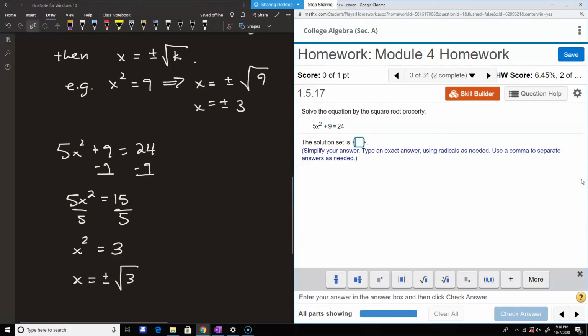It says use a comma to separate the answers, but I do believe it will use the plus or minus. So plus or minus is just a shorthand to write down two numbers, right? So let's check it, plus or minus, and then square root of 3.